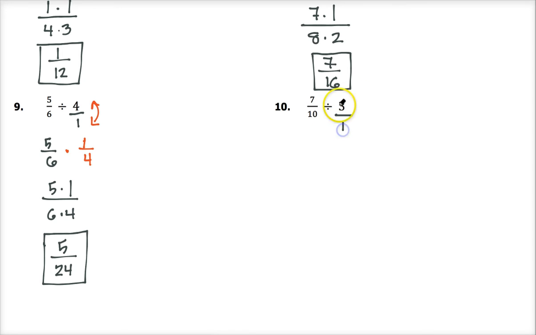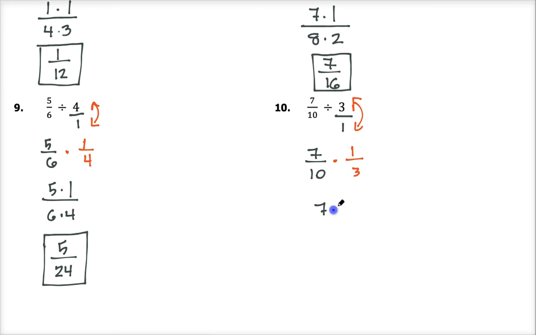Finally, number 10, 7/10 divided by 3. 3 we rewrite as 3/1. This becomes 7/10 times the reciprocal of 3, which is 1/3. So this is 7 times 1 divided by 10 times 3. 7 times 1 is 7. 10 times 3 is 30. We get 7/30.